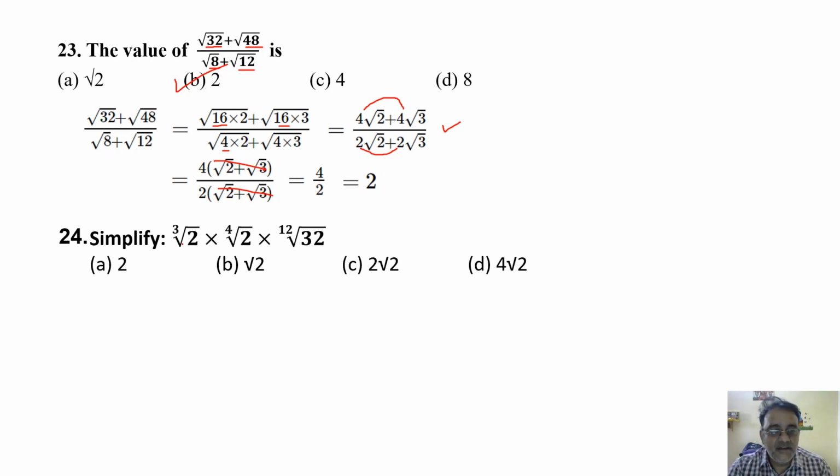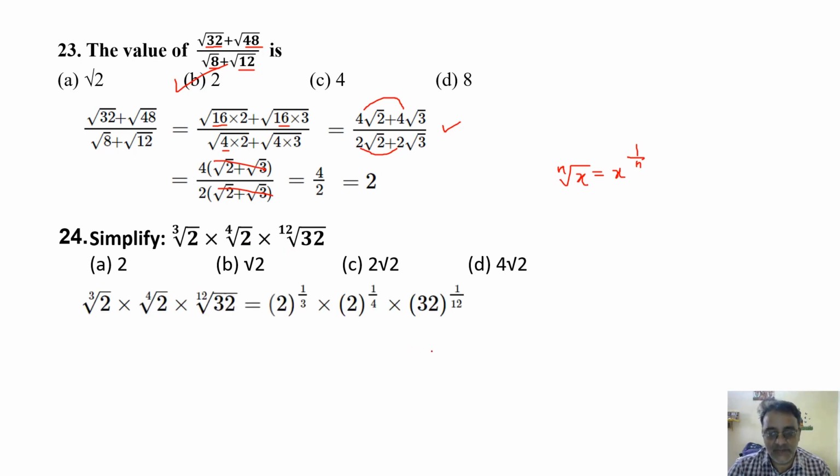Simplify cube root of 2 into 4th root of 2 into 12th root of 32. So I told you that in the class also, see, if nth root of x, we can write x to the power 1 upon n. So cube root को हम लोग लिख सकते हैं 2 to the power 1 by 3. 4th root को हम लोग लिख सकते हैं 2 to the power 1 by 4. And 12th root we can write 32 to the power 1 by 12. This step is clear? Yes, sir.